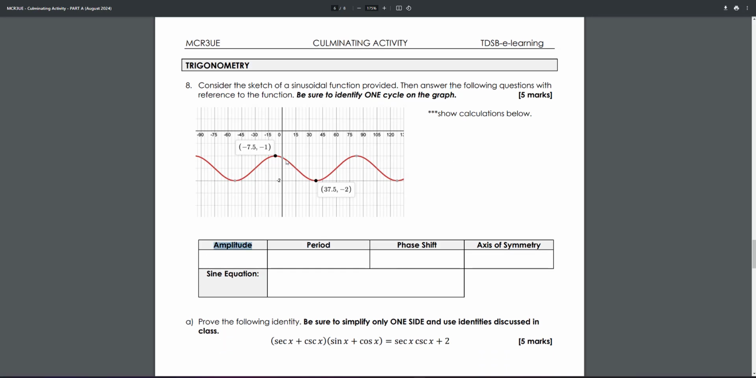Oh, okay. So amplitude, very easy. There's an equation for amplitude. Tell me what the amplitude is. Remember to show your work. So remember, it says show your work always.